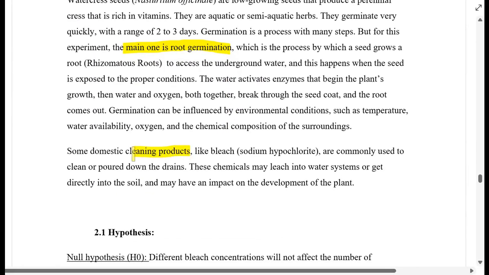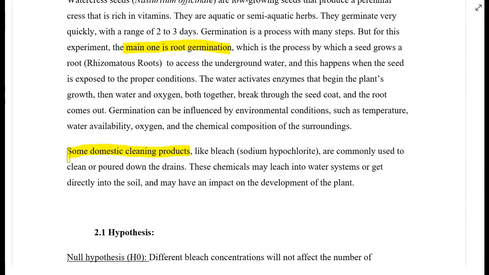Some domestic cleaning products, again, are relevant. Talk about the one used in this investigation.